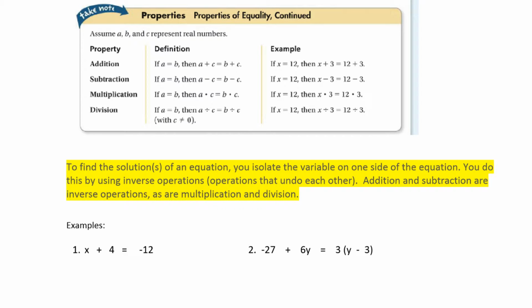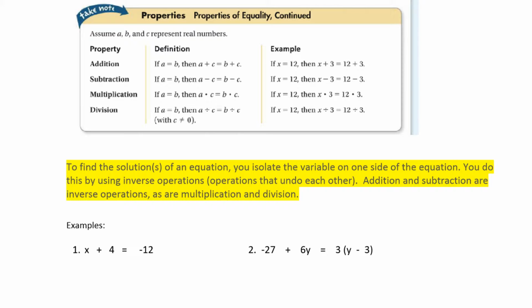Our properties of equality continued. These properties we went over back in Algebra 1. Addition property just states if I add one number to one side, I have to add the same to the other. And the same with the operations of subtraction, multiplication, and division. What I do to one side, I do to the other.